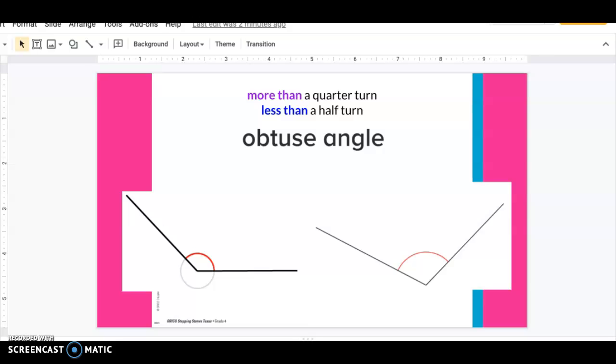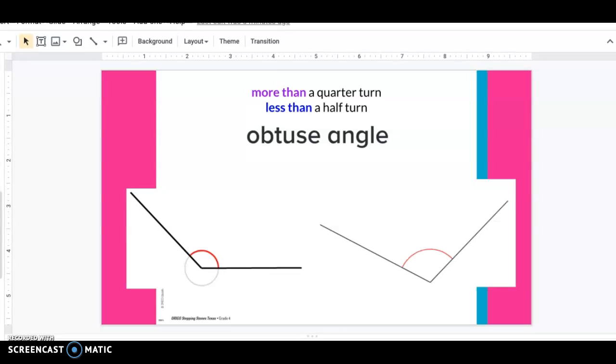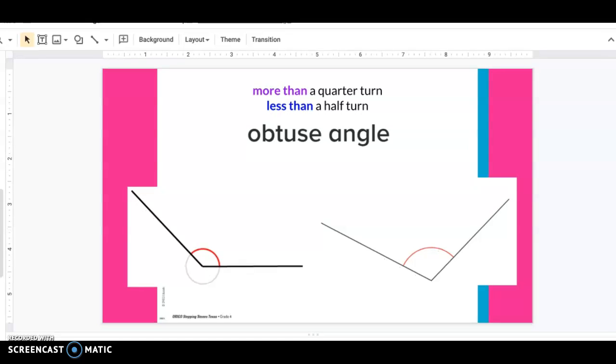Now we're going to talk about an obtuse angle. An obtuse angle is more than a quarter turn and less than a half turn. So that means that an obtuse angle is larger than a right angle, but smaller than a straight angle. So what does this tell you about the measure? If a right angle is 90 degrees and a straight angle is 180 degrees, how much do you think an obtuse angle is measured at?